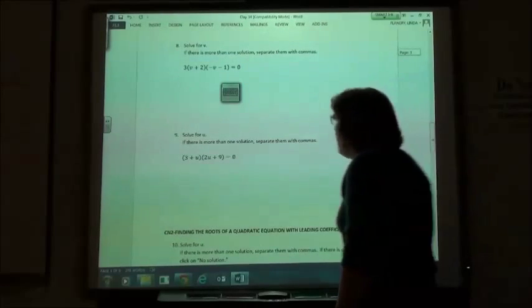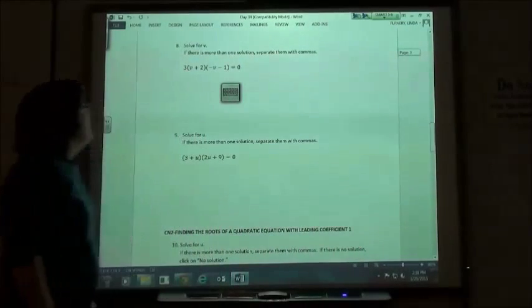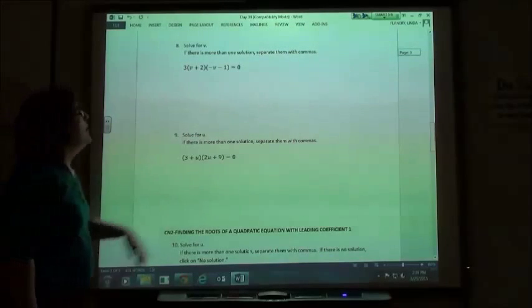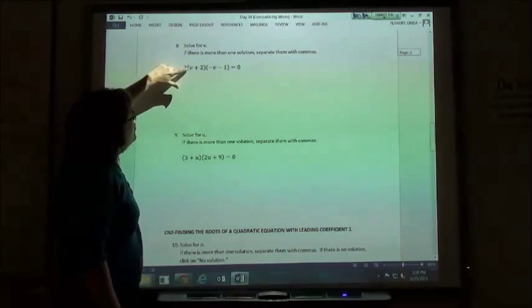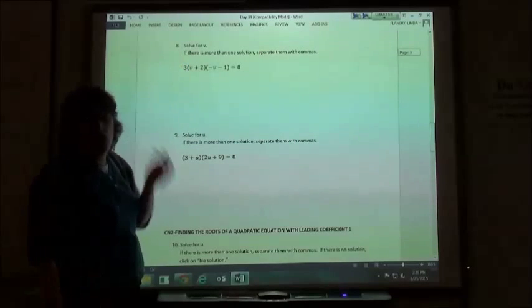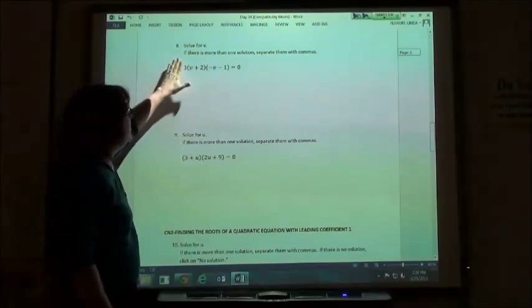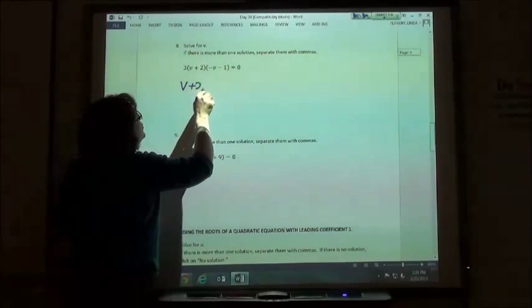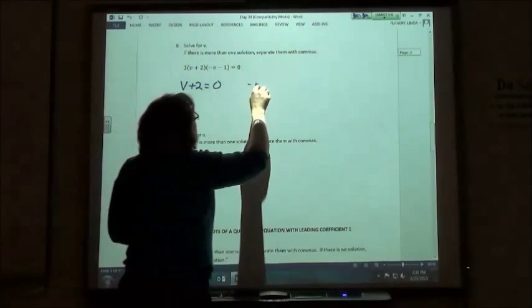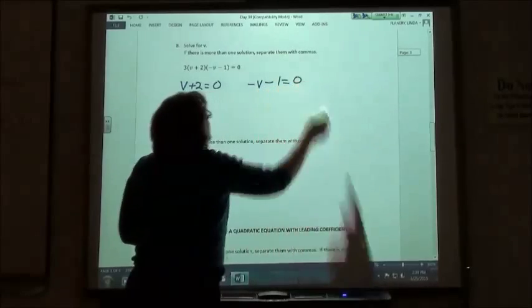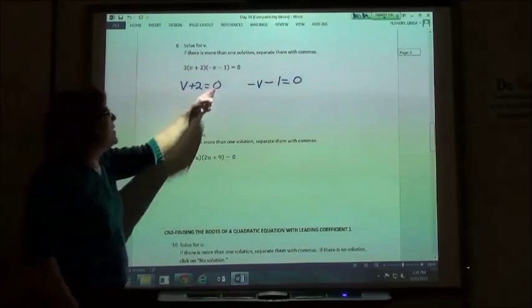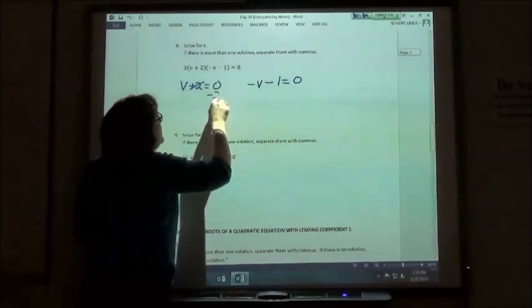Number 8, solve for v. You have 3 times v plus 2 times negative v minus 1. Now if I'm solving for v, the 3 doesn't have a v with it, so there's nothing there to solve. So I can just ignore that that 3 is even there. I'm going to say either the v plus 2 could equal 0 or the negative v minus 1 could equal 0. So solving this first one, I'm just going to minus my 2 and move it to the other side.